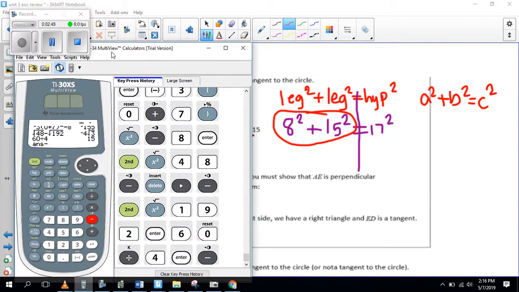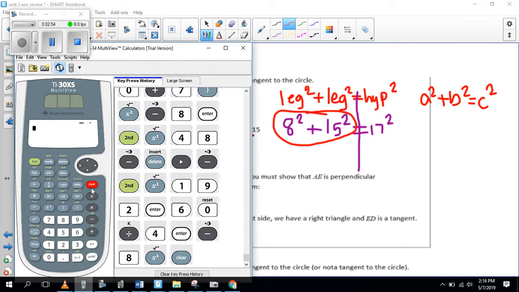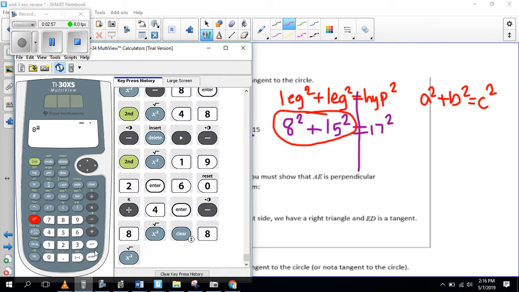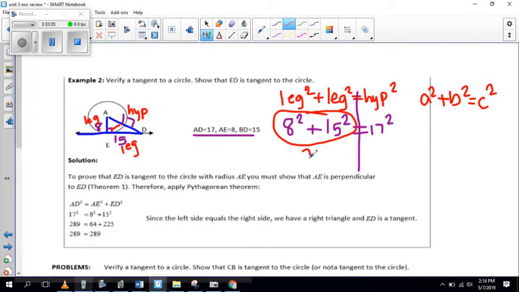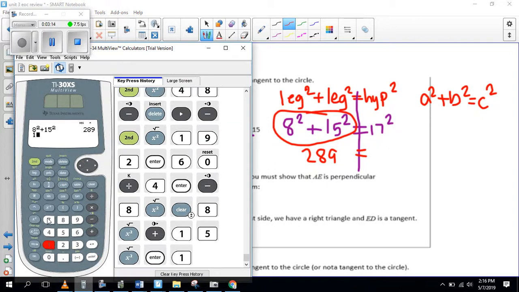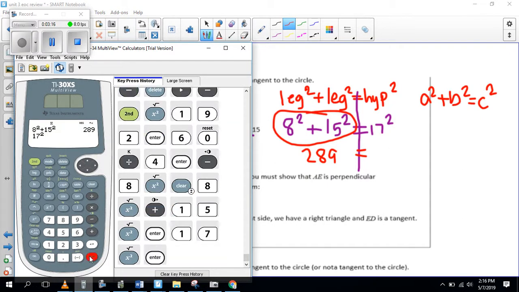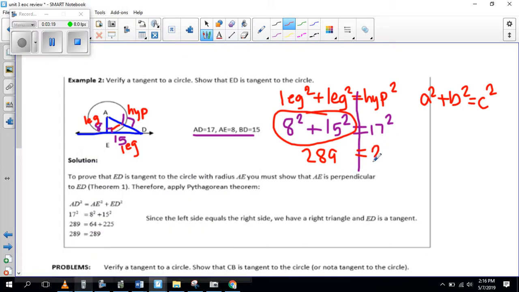I'm pulling up my calculator and I'm just going to put in 8 squared. Well, let me clear it out. So 8 squared plus 15 squared, and I'm going to see what I get. Well, I got 289. Okay? So I need to do the other side. I'm going to do 17 squared, and we see what we get. We get 289. So they are equal, and that's what we want to prove they're tangent. So they are tangent because they're both equal when we complete it.